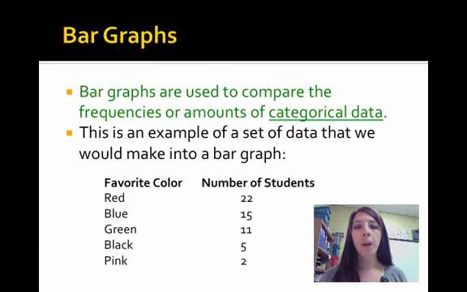All right, so bar graphs are used to compare the frequencies or amounts of categorical data, and I want you to write that down just like I have it there. So you have bar graphs on the left, and then the green on the right.